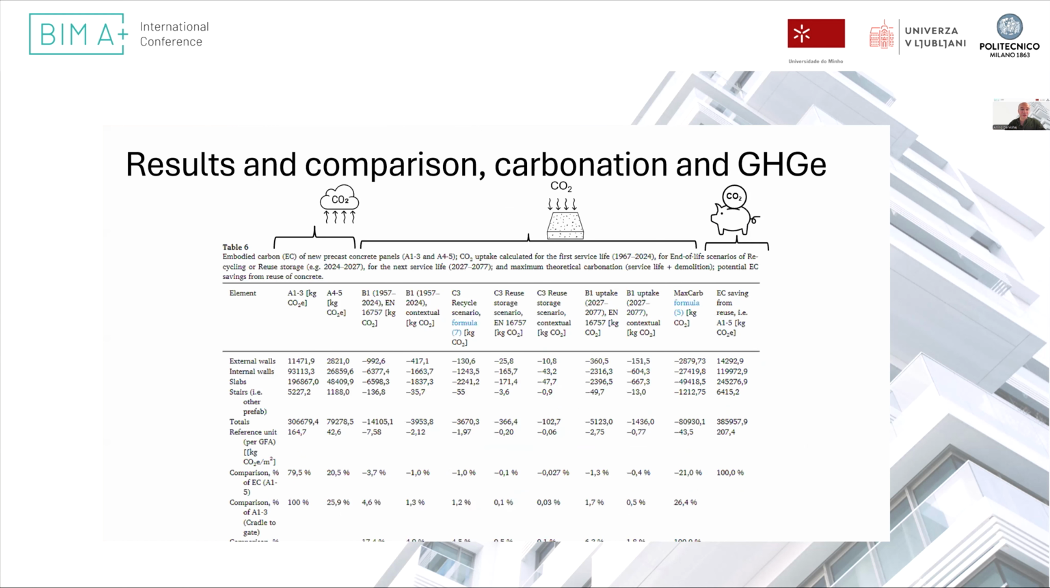Then we also compared these results with the different life cycle stages and carbonation during use, reuse or recycling, and also the theoretical uptake with embodied carbon. Mainly, if we consider all the theoretical uptake, that's around 21% of the embodied carbon. But if we look at only the uptake that could be achieved through the first and second life cycle, that's not more than 6% of the embodied carbon of concrete. So it's still a considerable number, but it's not too high.